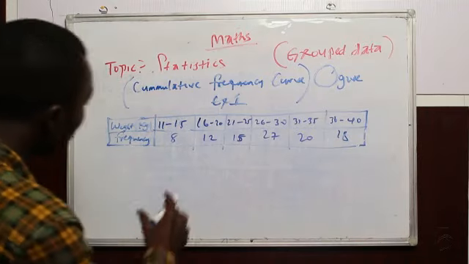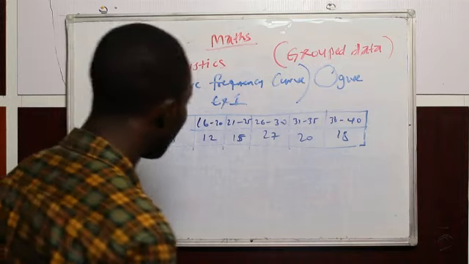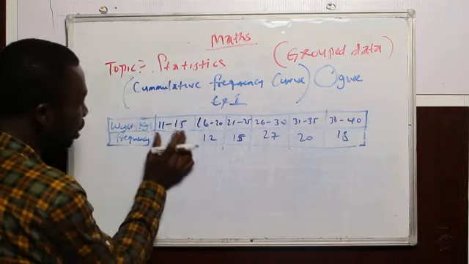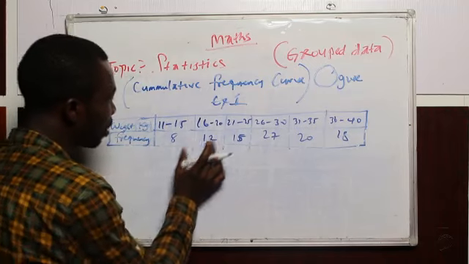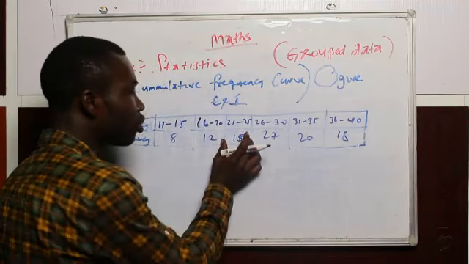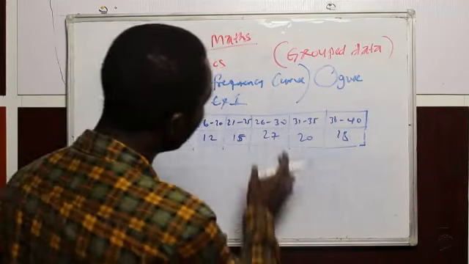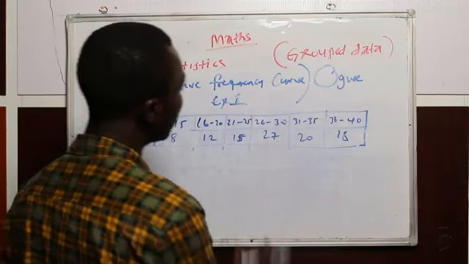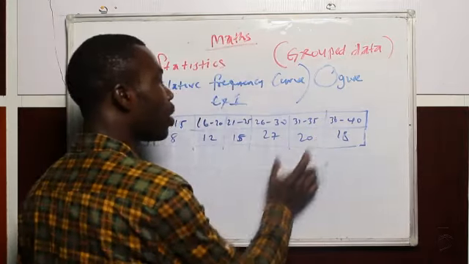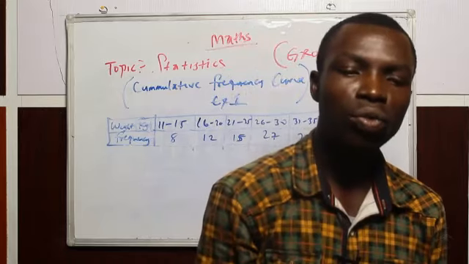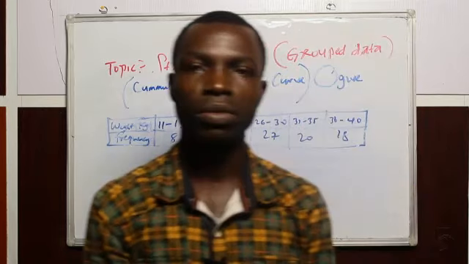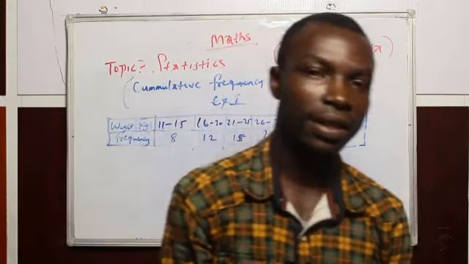Now, in that community that we have 100 people, 8 people weigh between 11 to 15. 12 people weigh 16 to 20 kg. 15 people weigh 21 to 25 kg. 27 people weigh 26 to 30. Then 20 people weigh 31 to 35. And 18 people weigh 36 to 40. How do we plot our graph? And how do we use this graph to find some data?